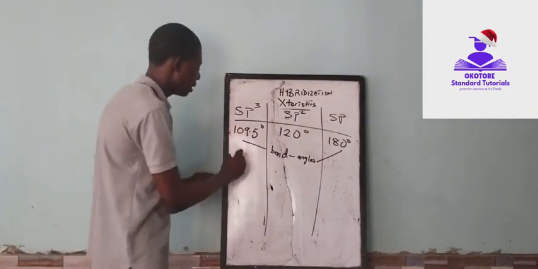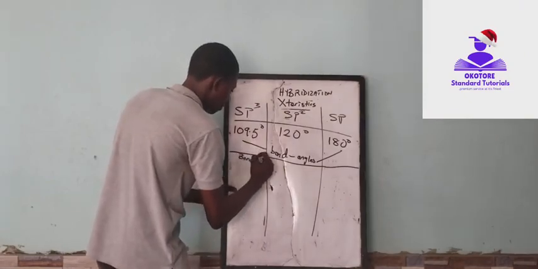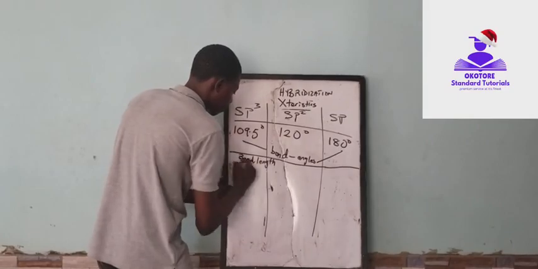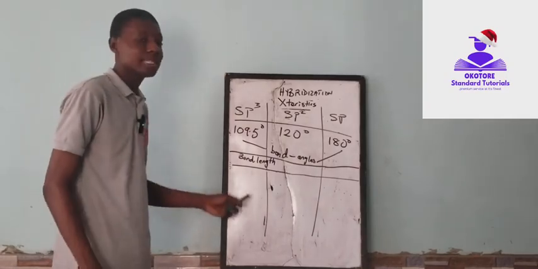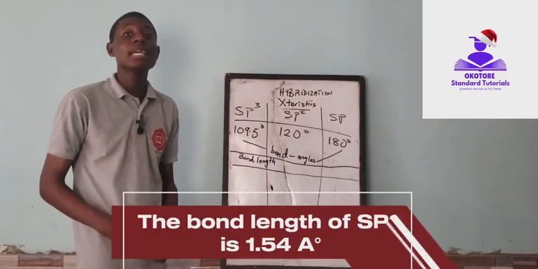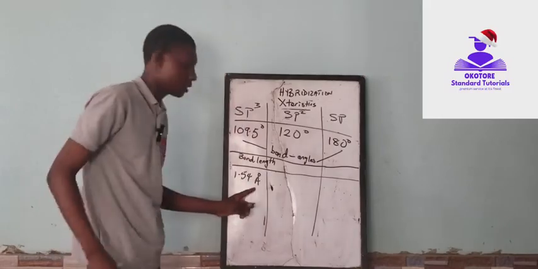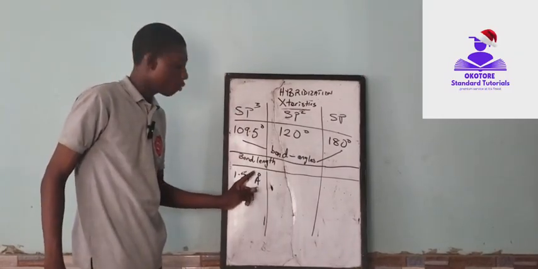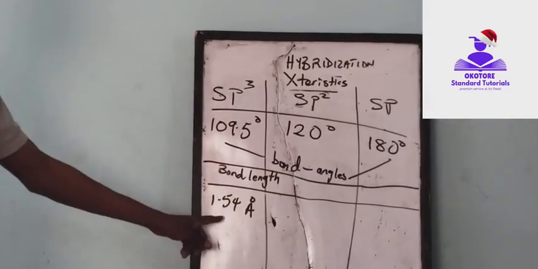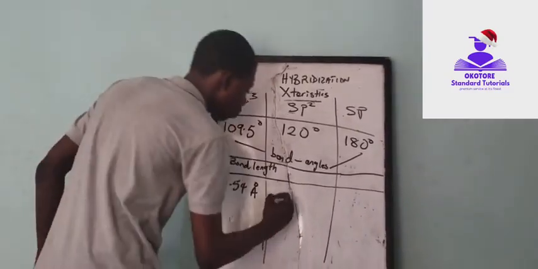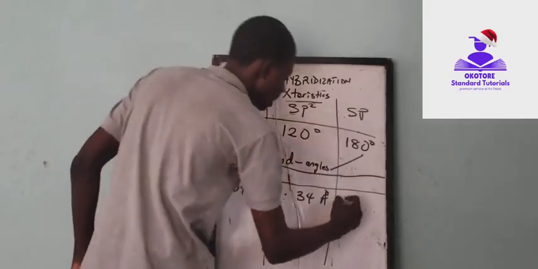Now the next one is the bond length. What is the bond length of sp3? The bond length for sp3 is 1.54 Angstrom. This is the way the Angstrom is written: a capital A with a small circle on top. Are we clear about that? So the bond length for sp3 is 1.54 Angstrom. What is the bond length for sp2? 1.34 Angstrom.